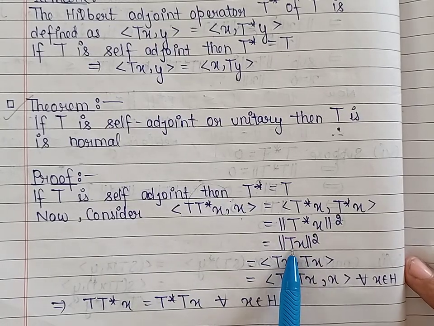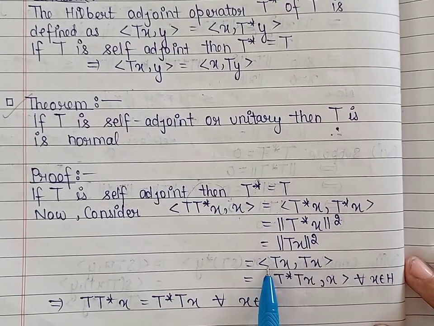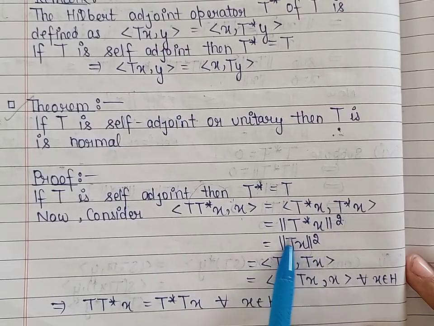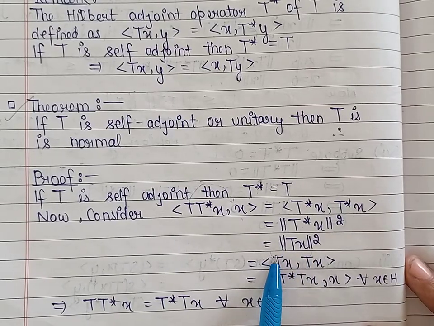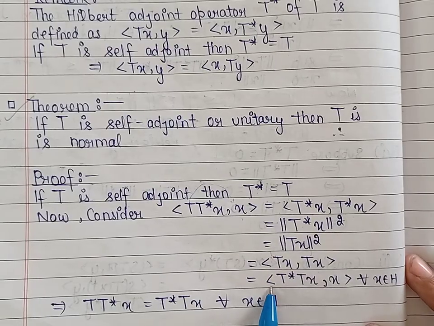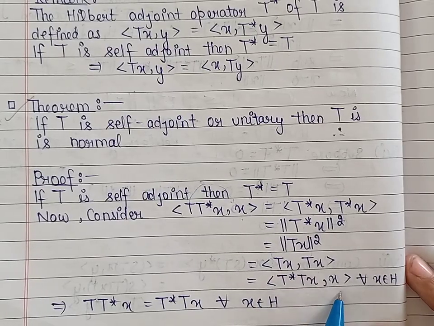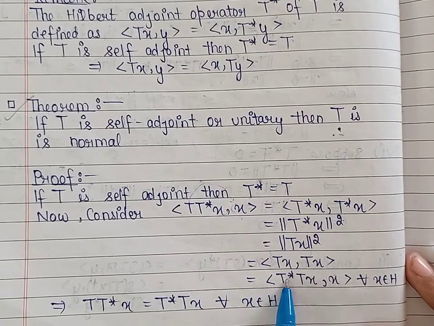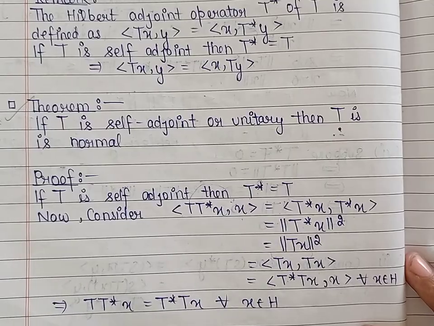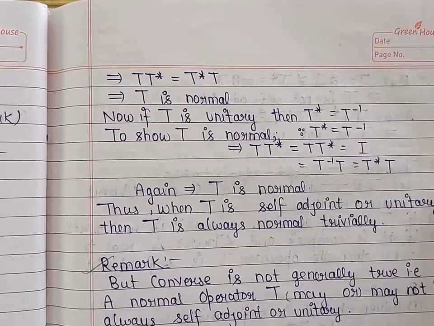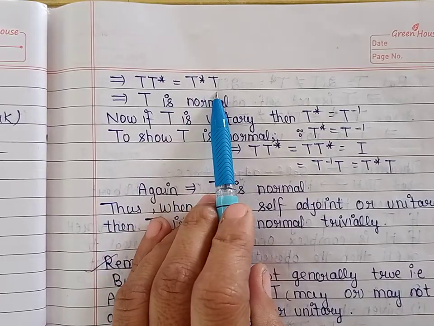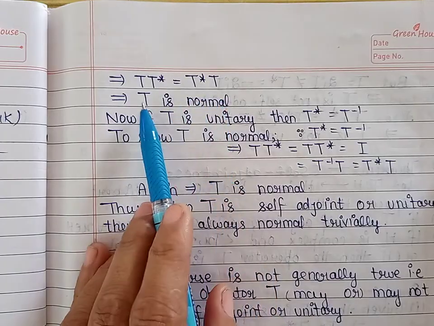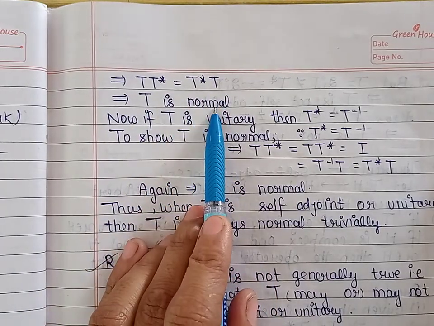Now by definition Tx norm square means the inner product of Tx with itself. Now again taking T in the first argument of the inner product, this will become the inner product of T star Tx with x. Now because this is true for every element belonging to the Hilbert space H, this implies that T T star is the same as T star into T, and this is the condition for the operator T to be normal. So this proves that T is normal.